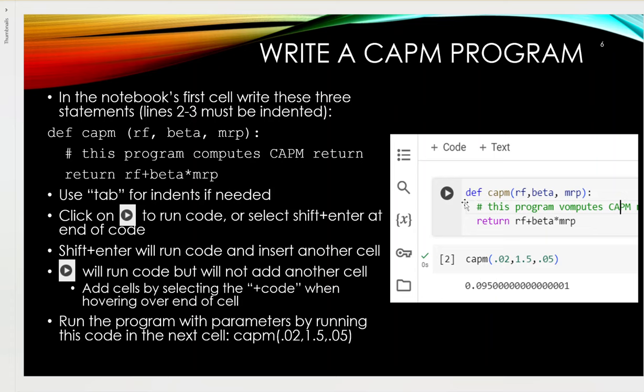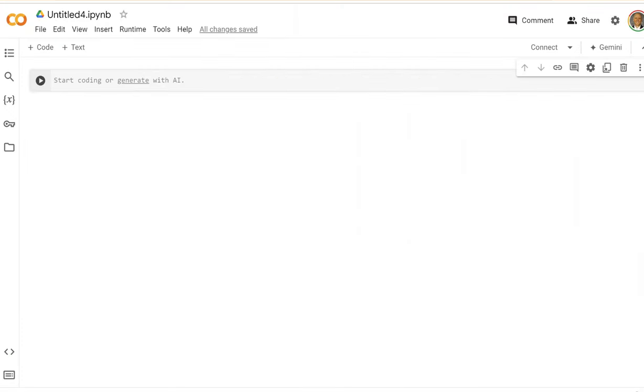So we're going to start off with def CapM RF, beta, MRP, colon, and then we'll tab, hashtag, and do that return statement, and then we'll call the program by giving it some parameters. So let's go ahead and do that. We're going to start with def CapM bracket, RF comma beta comma MRP. Let's go ahead and put our brackets out there, and that colon. Hit enter. Notice it's already given me a tab in here, so that's good.